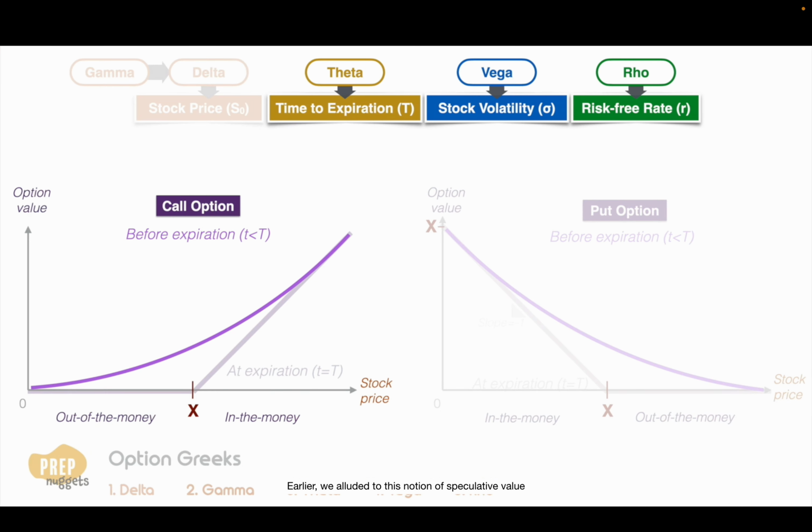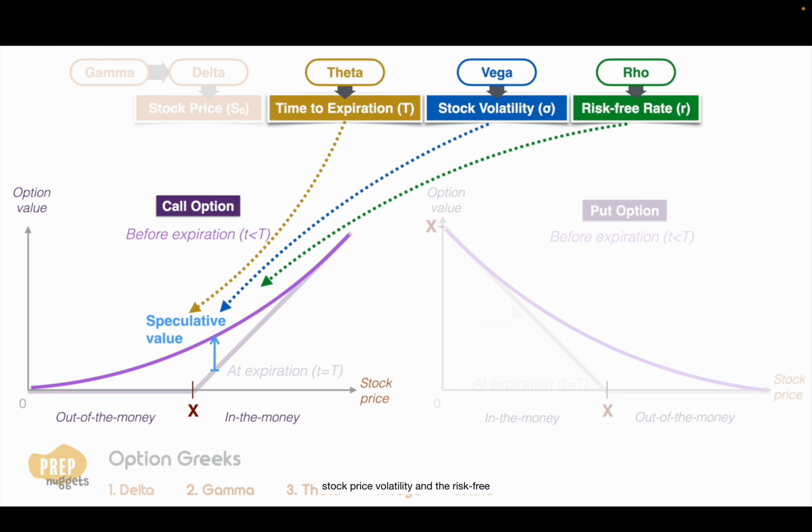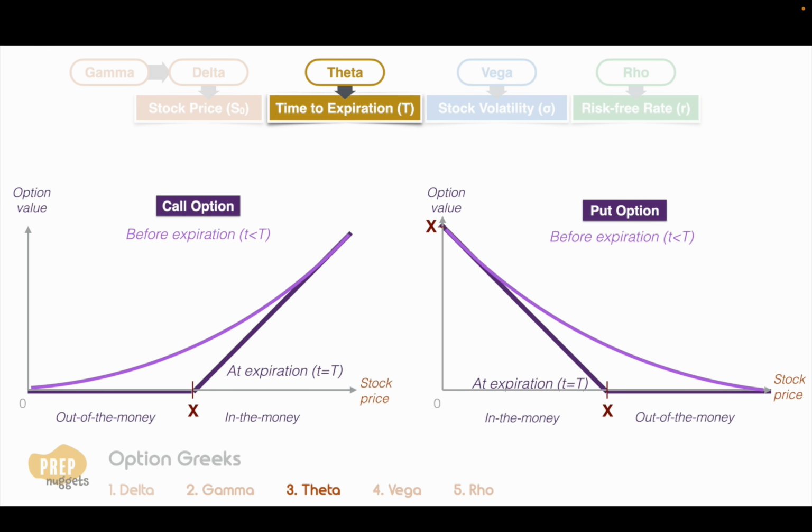Earlier, we alluded to this notion of speculative value, which accounts for the higher value of the option any time before its expiry. This speculative value is a function of the time to expiration, stock price volatility, and the risk-free rate. Let's examine each of them, beginning with time to expiration.